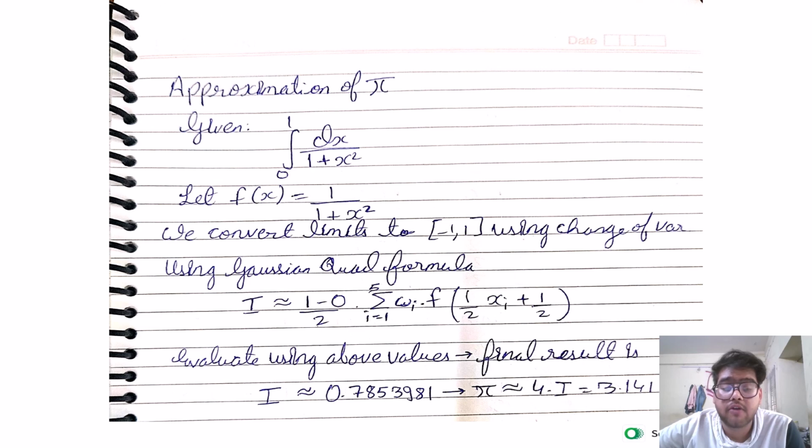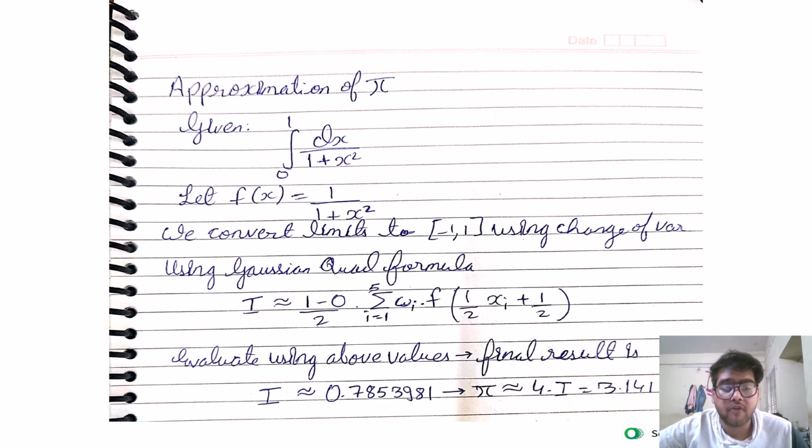Then approximation of pi. Given integration of 1 upon 1 plus x square from 0 to 1, let f of x is equal to 1 upon 1 plus x square. We convert limits to minus 1 to 1 using change of variables. Using Gaussian quadrature formula, I is equal to (1 minus 0) upon 2 into summation of i is equal to 1 to 5 wi into f of (1 upon 2 xi plus 1 by 2).